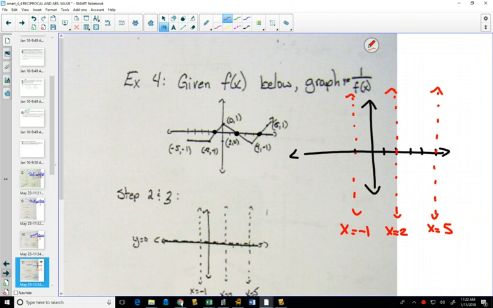Now looking at the left side of my graph, do you see that it doesn't go up or down forever? It just stops there. But looking at the right side of my graph, there is an arrowhead pointing that it keeps going bigger and bigger. So because of that, we will have a horizontal asymptote at y equals 0. Asymptotes are done.